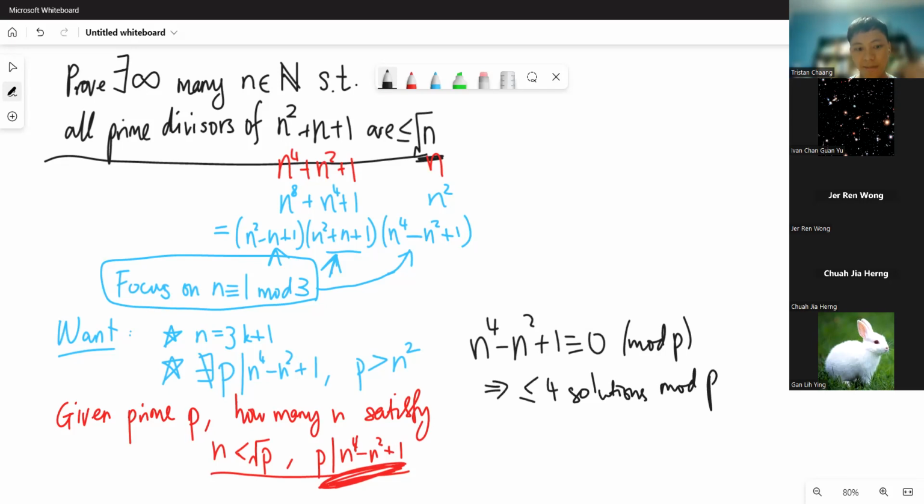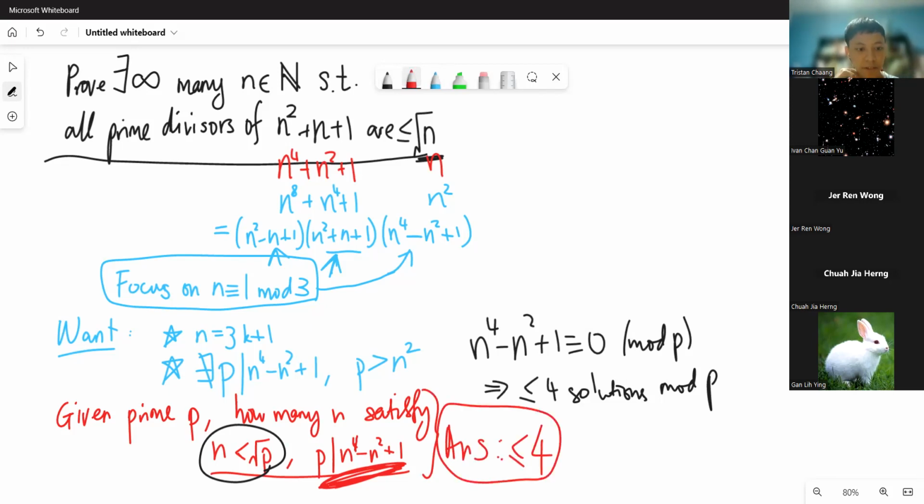Right? But 4 solutions mod p, and we require that n is less than square root p. So that's like less than square root p means less than p. So there can only be at most 4, right? So the answer is at most 4. Given a prime p, at most 4 n's satisfy this failing condition. Okay.